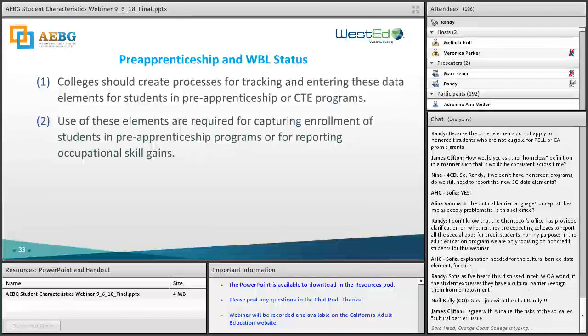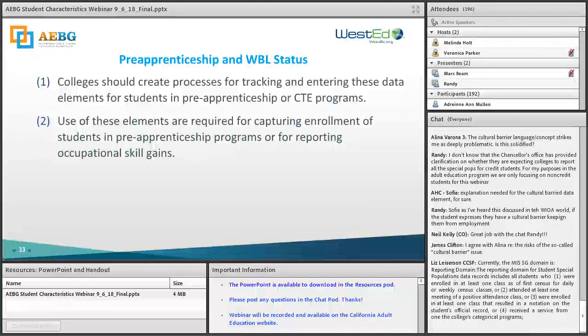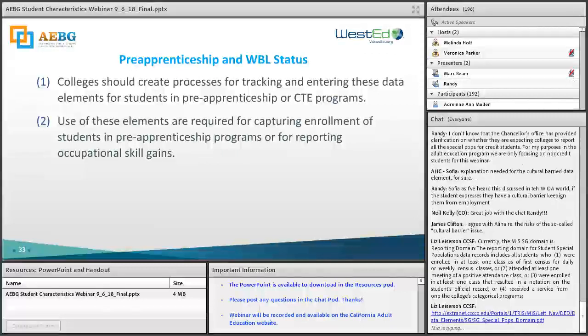There was a question here about cultural barriers, that there needs to be more exploration. As I've heard cultural barriers discussed in the WIOA world, it creates confusion in that world as well. But the way I've had it explained to me is if the person perceives they have a cultural barrier that's keeping them from employment, then they have a cultural barrier to employment. It's really squishy. So Mark, I think this is one of the things your group is going to want to think about in terms of how you provide clarification to the field on that issue.